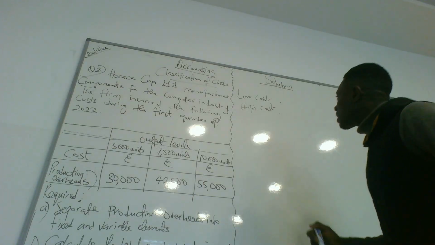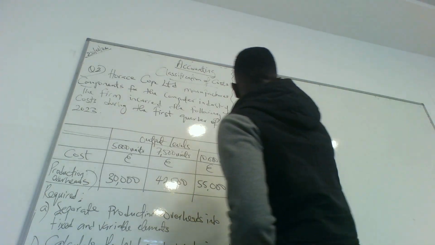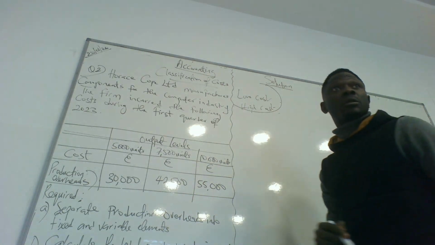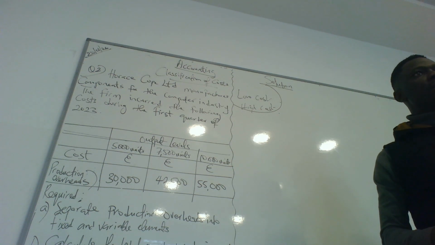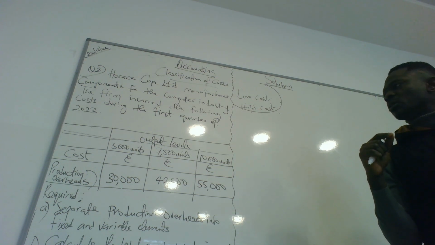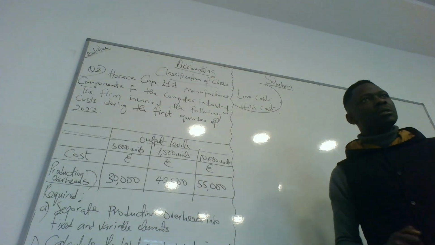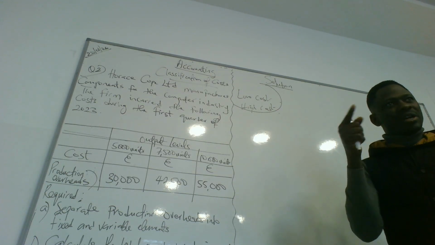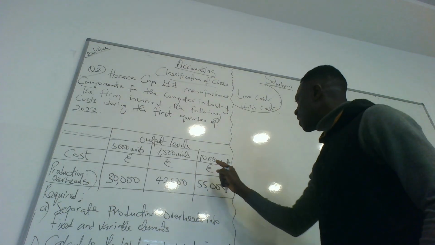So here we have our highest output. So it's variable cost times the highest and lowest. No, it's the highest divided by the lowest. That's how we get our variable cost. The highest divided by the lowest. So the highest here is 10,000.